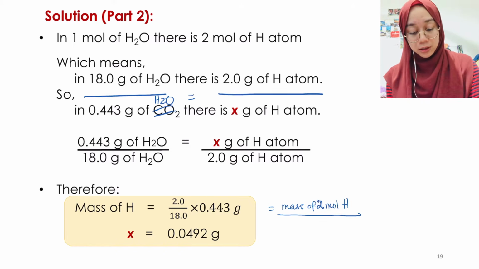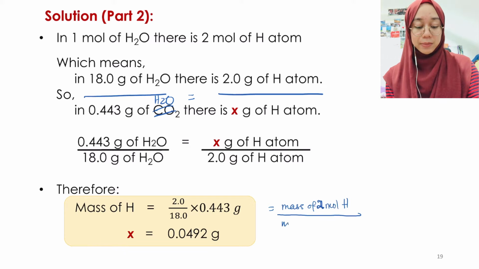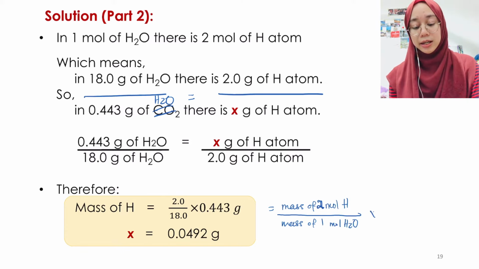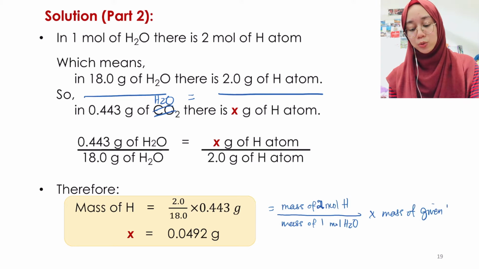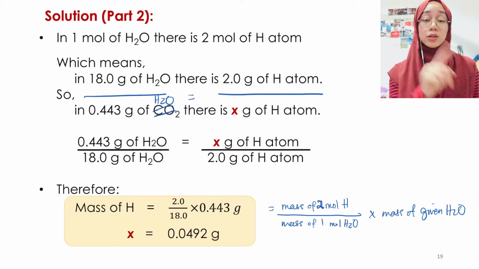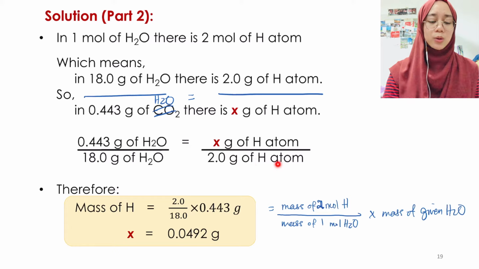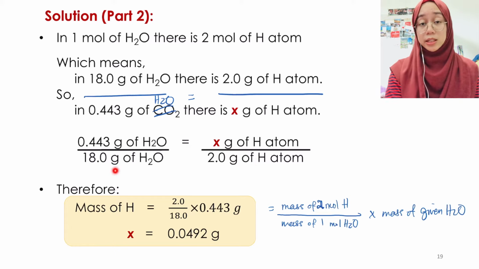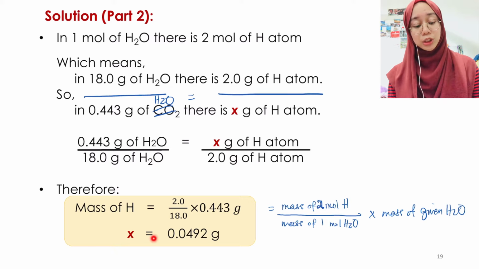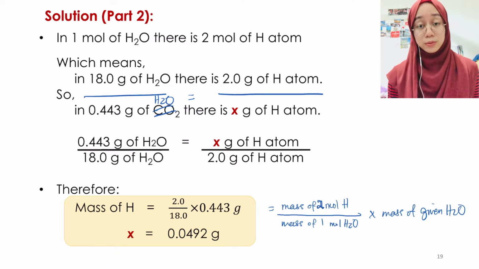So mass of 2 moles of hydrogen divided by mass of 1 mole water. Why 2 moles hydrogen? Because in 1 mole of water it contains 2 moles of hydrogen, multiplied by mass of given H2O, therefore you will get the mass of hydrogen here. Okay, so again like Miss said earlier, is the top part necessary to show? No, it is not necessary. You can show it, no problem, but not showing it is also fine. If you want to go straight here, you can do so.